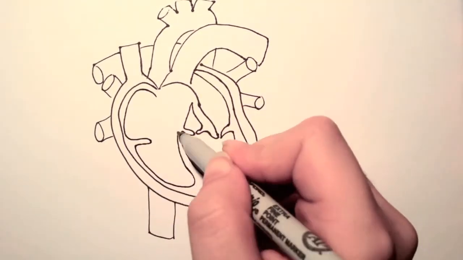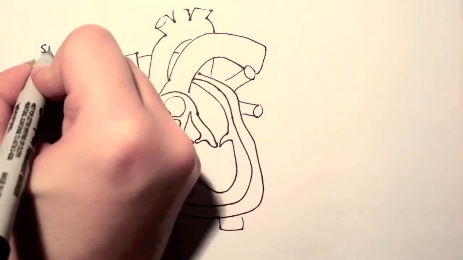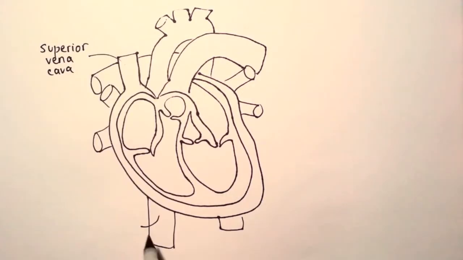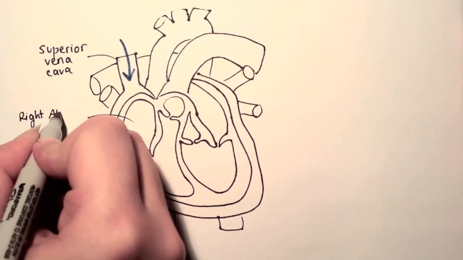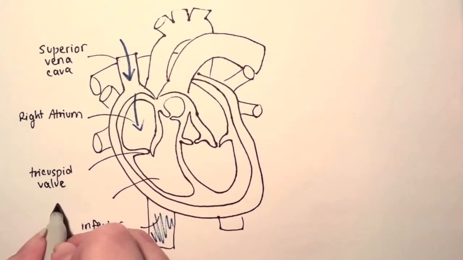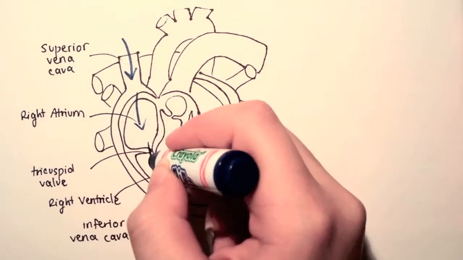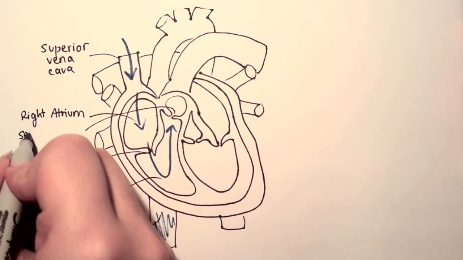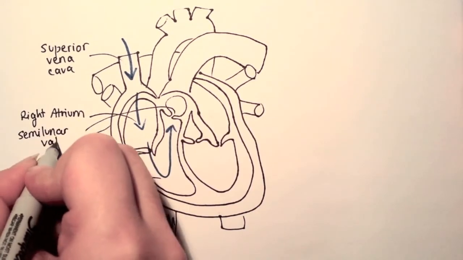To start off, deoxygenated blood enters the right atrium through the superior and inferior vena cava. The deoxygenated blood then drains into the right ventricle through the tricuspid valve, named because of its 3 flaps. When the ventricles contract, the valve closes off the opening between the ventricle and the atrium, so blood does not flow back up into the atrium.